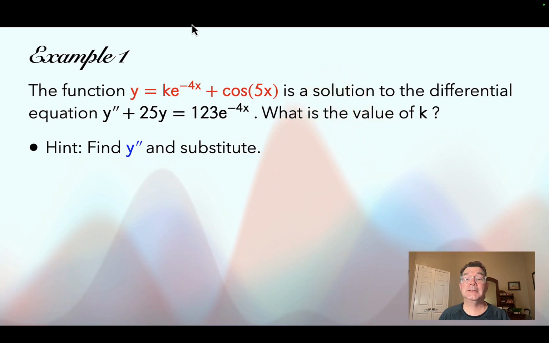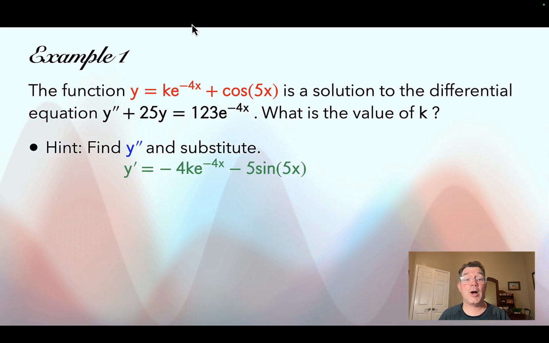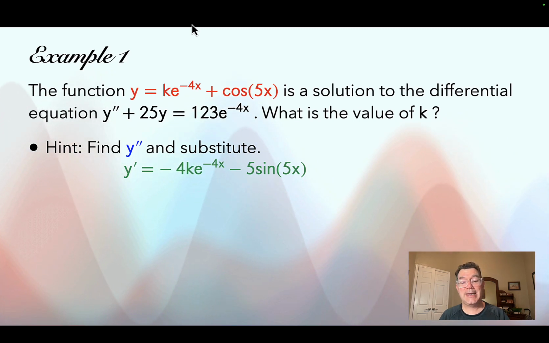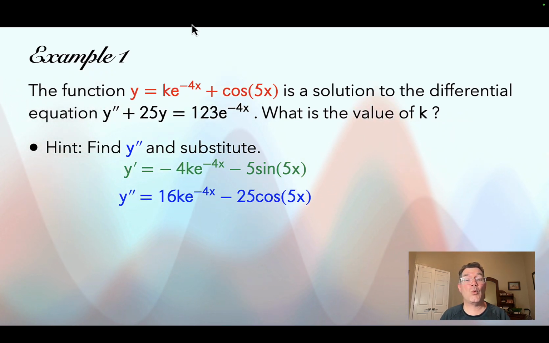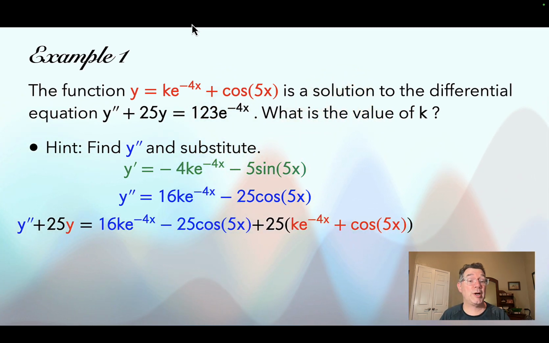So my differential equation has y in it, but it also has y double prime in that. So I'm going to have to take the derivative of y to get something that looks like that, and then take the derivative again to get y double prime and get something that looks like that. So I'm going to take the left-hand side of the differential equation, which is y double prime plus 25y, and plug in my expressions for y and y double prime. The blue part going where y double prime is and the red part going where y is.